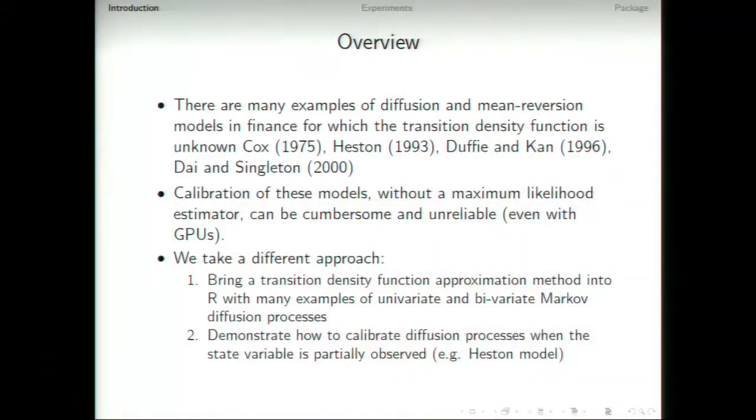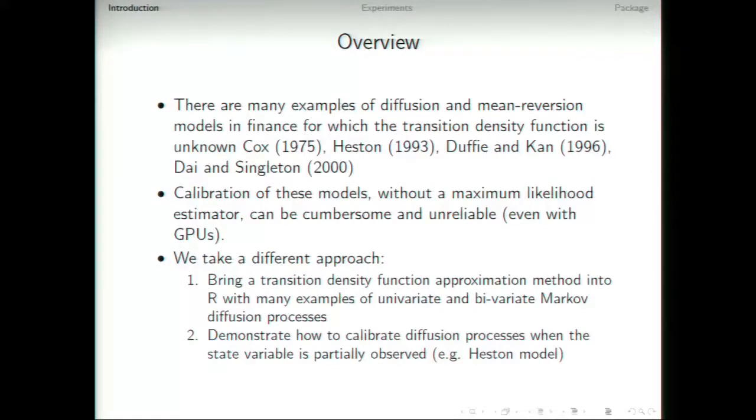Many, of course, will know the long and interesting story of financial models, stochastic financial models. Of course, it's classic theory now. But many of these models lack a closed form for the transition density function, and therefore we can throw out any type of maximum likelihood estimator for calibrating those models to observed data.